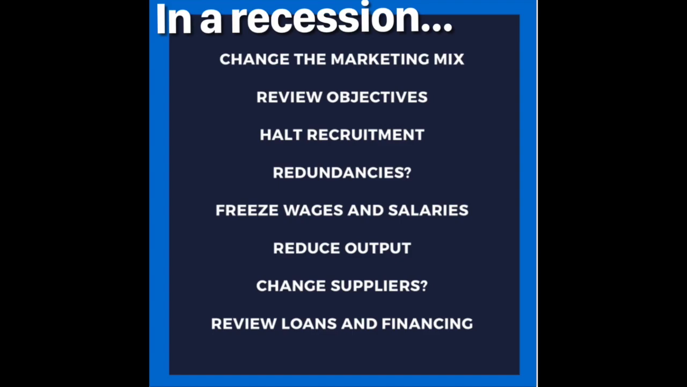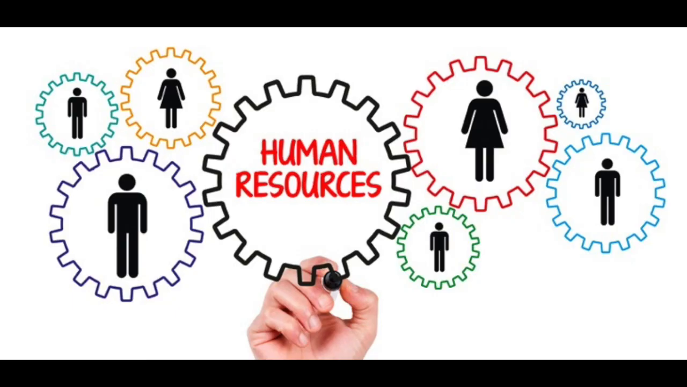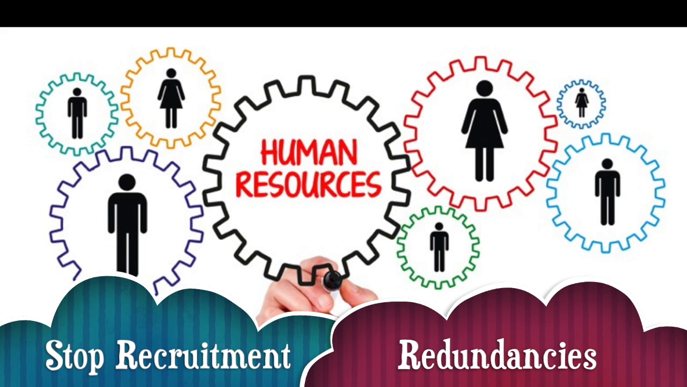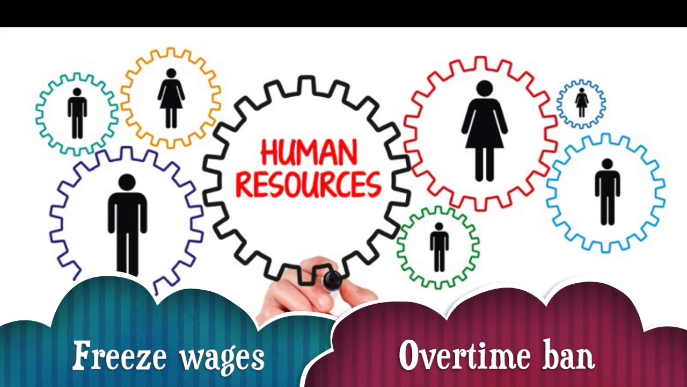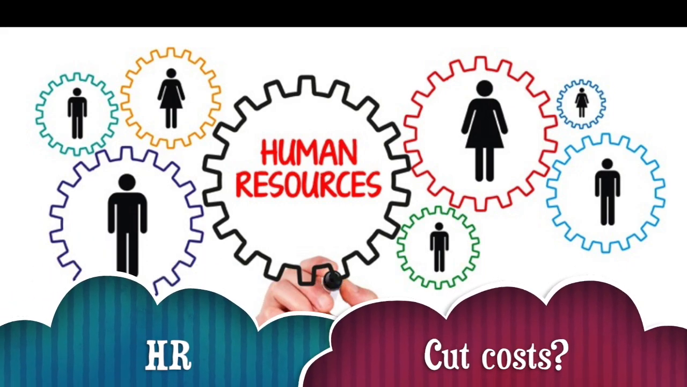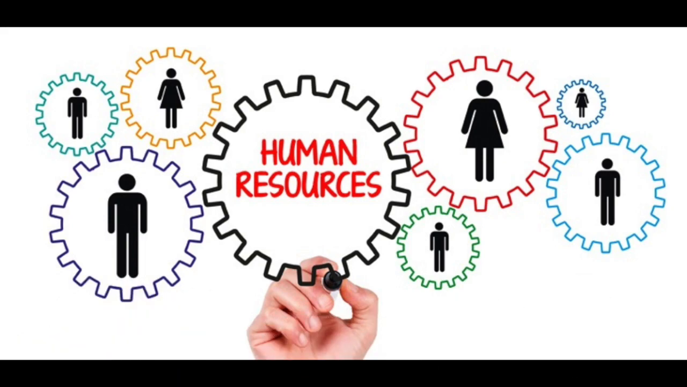So next up is the human resources function. Well, in a recession, when a business needs to cut its costs, the first thing it will do is halt recruitment, so not take on any new staff. It may also look at making staff redundant in an effort to reduce costs. It may put a freeze on wages and salaries, so no pay rises, no overtime, because when people work overtime, like at weekends, they have to be paid extra if they are on an hourly wage, for example. So the human resources function has a huge role to play during a recession or when business activity slows down.